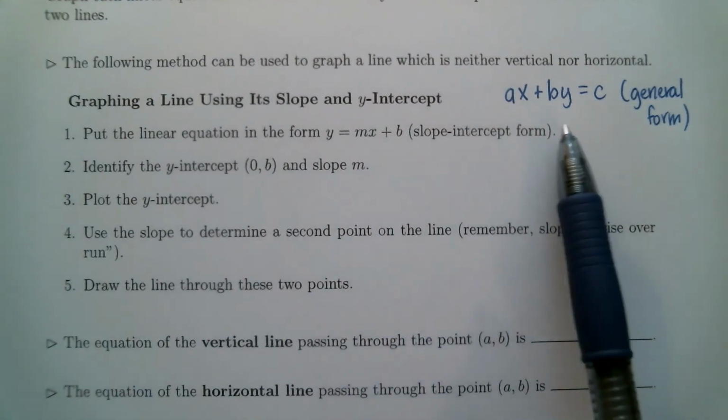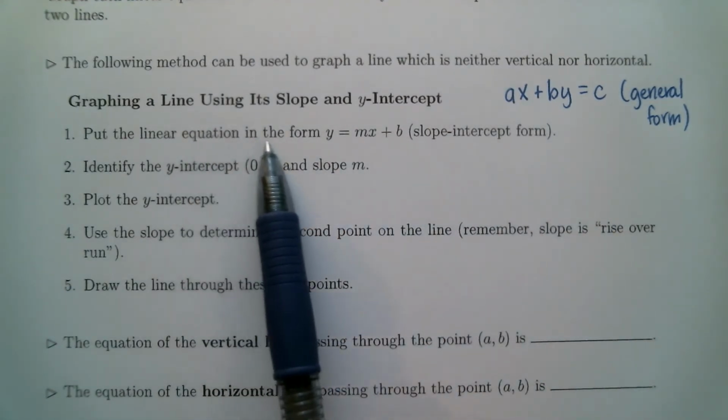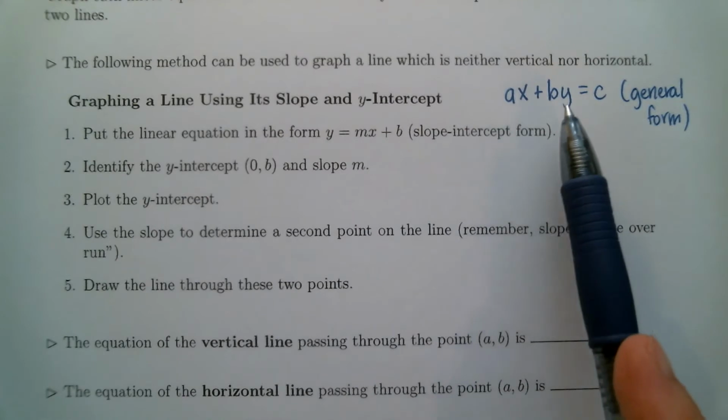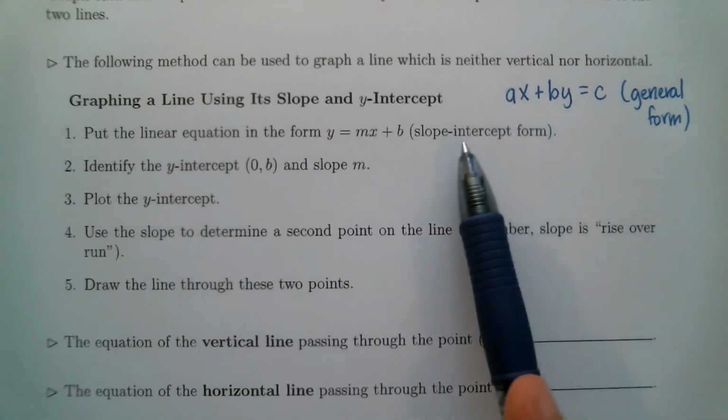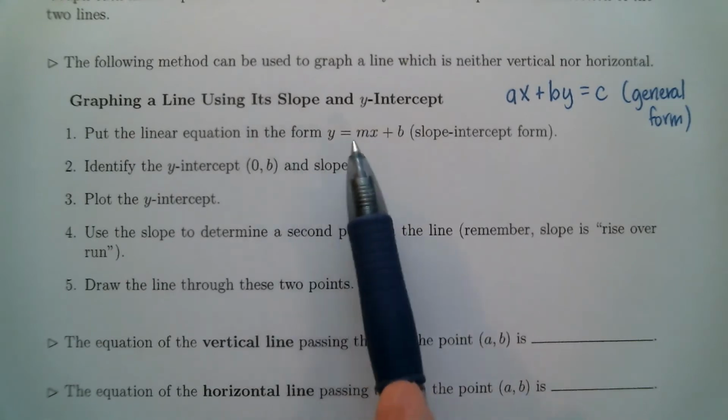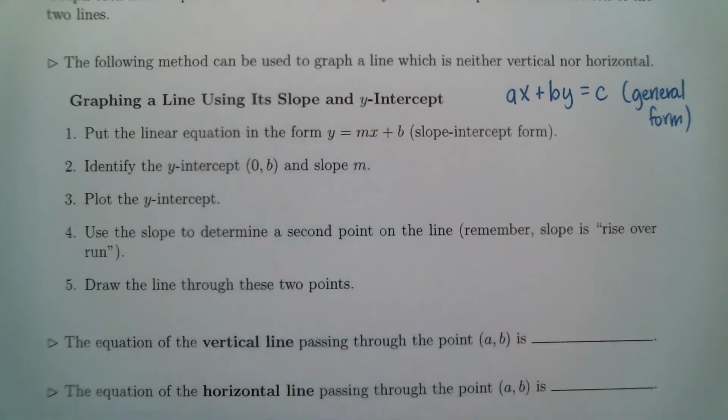What you're going to have to do is put the linear equation in the form y equals mx plus b, which is slope-intercept form. So you're converting general form to slope-intercept form. Basically, you want your equation, if it doesn't already, to look like this: y equals mx plus b. You want to solve it for y, not for x. You want to solve it for y.